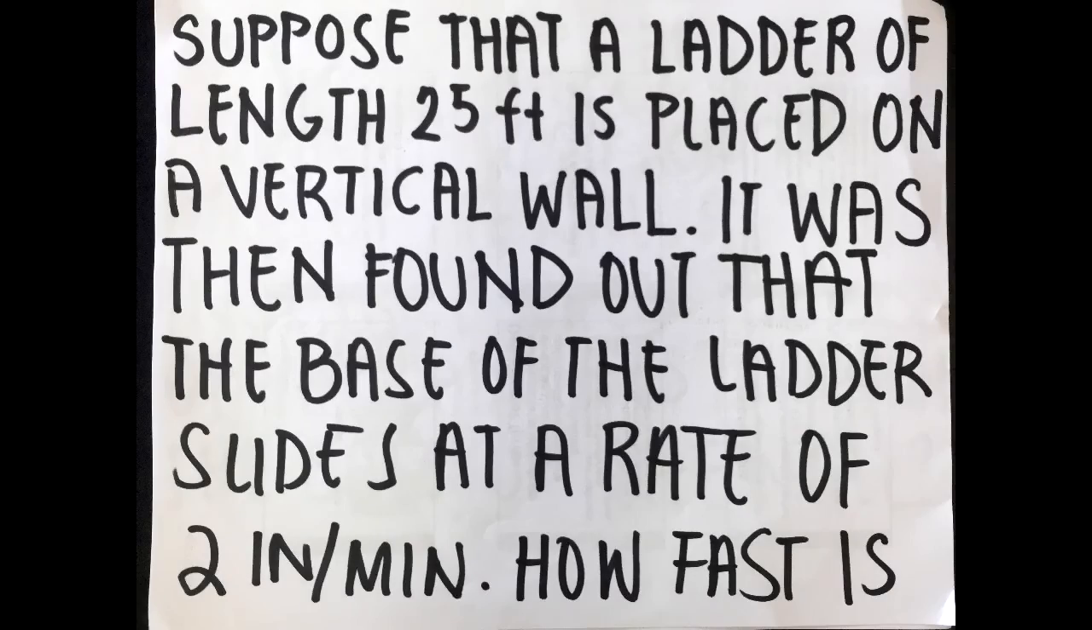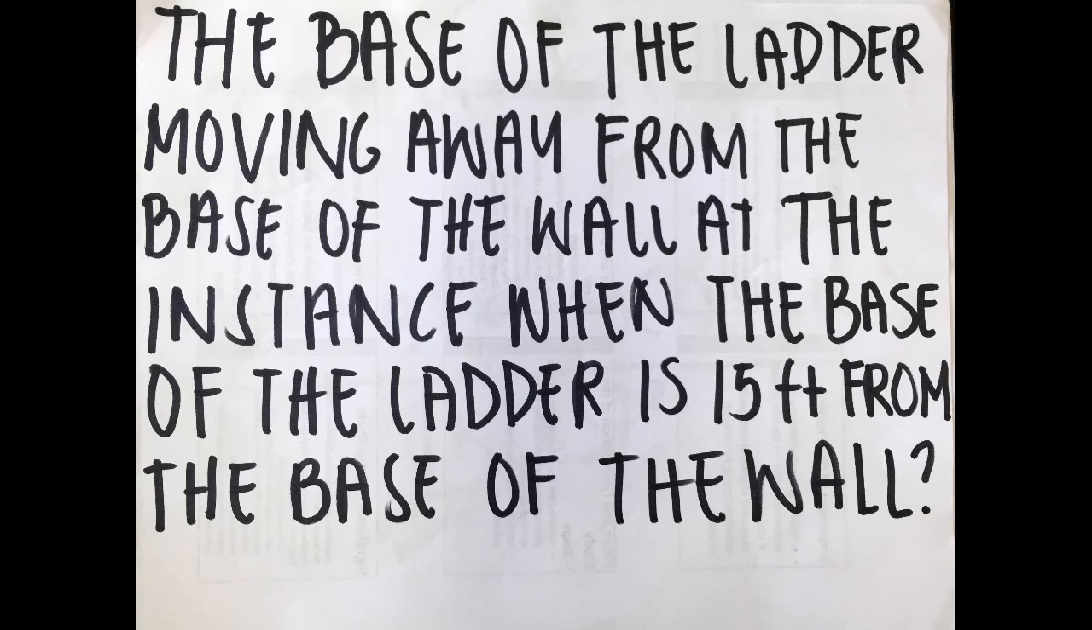So here's our sample problem. Suppose that a ladder of length 25 feet is placed on a vertical wall. It was then found out that the base of the ladder slides at a rate of 2 inches per minute. How fast is the base of the ladder moving away from the base of the wall at the instance when the base of the ladder is 15 feet from the base of the wall?